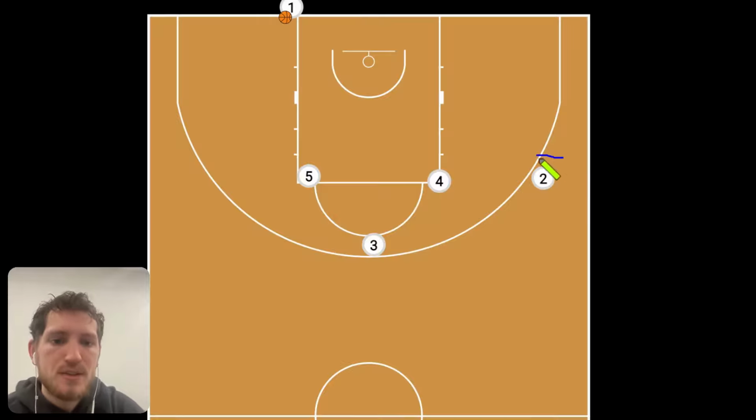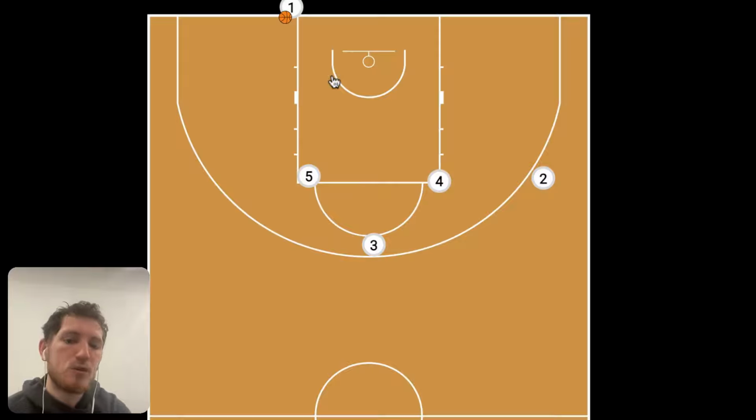Now, we're going to be getting the ball to number 2, who's on the far side. Basically, they're going to be running through each stagger screen and potentially getting either a wide open layup or a wide open shot. Depends what you want to do there, what your strengths are with your team.